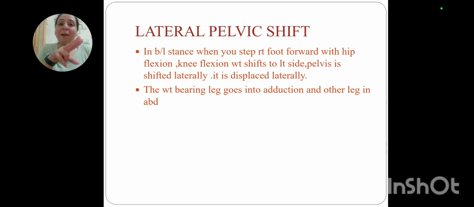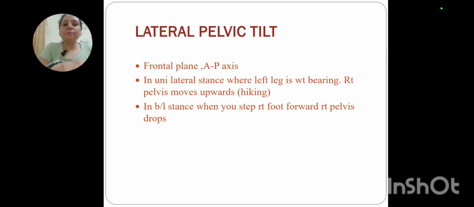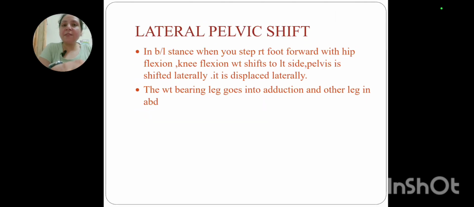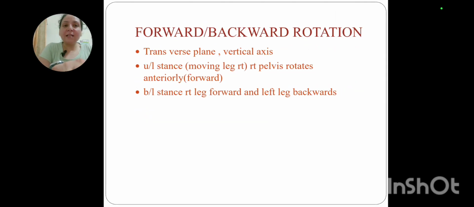This lateral pelvic shift takes place in bilateral stance, whereas the lateral pelvic tilt takes place in the unilateral stance. Now backward and forward rotation also takes place in the transverse plane and vertical axis, in cases of unilateral as well as bilateral stance. Anterior movement is brought about by the medial rotation of the leg, and posterior movement of the pelvis is brought about by the lateral rotation of the leg.